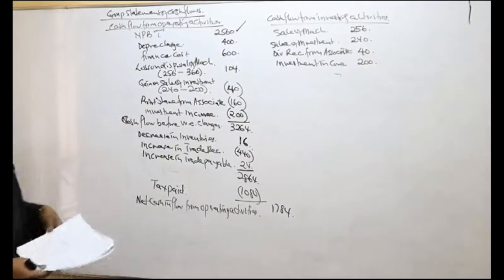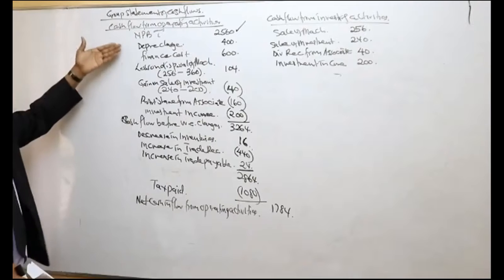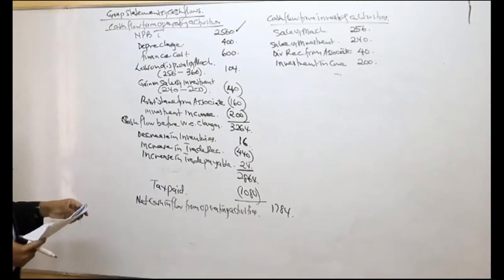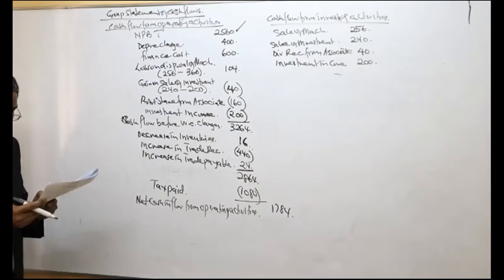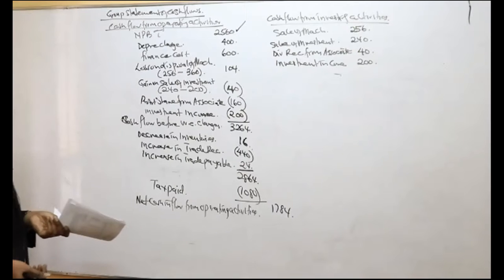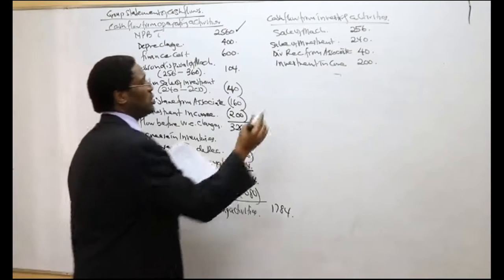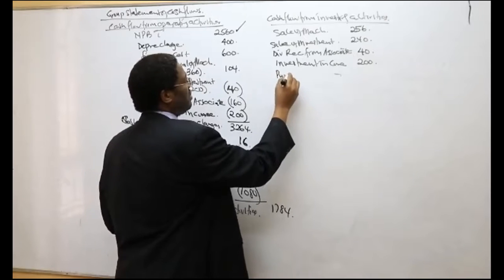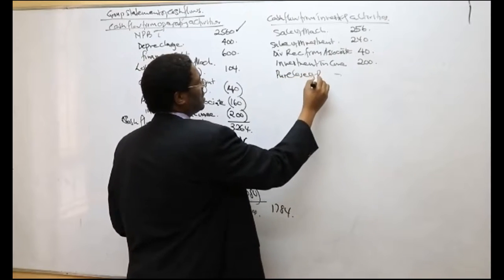So those ones, I'm just picking them from the cash flow that we have just done. Now we can go through the additional information and pick the others. You remember we prepared the account of property, plant, and equipment, and from that account, we determined there was a purchase of plant and equipment.